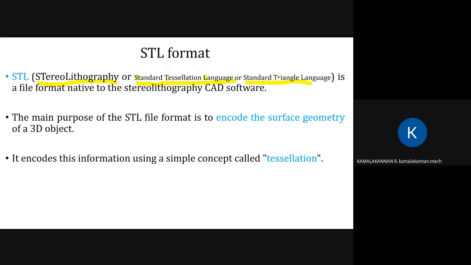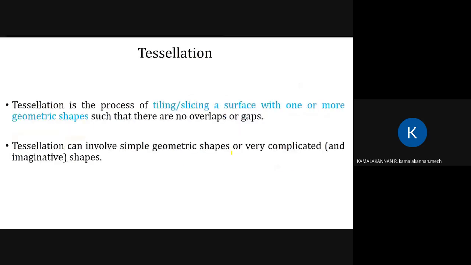The main purpose of the STL format is that it encodes the surface geometry of a 3D object, in the form of tessellation. Tessellation is the process of tiling or slicing a surface with one or more geometric shapes. Tessellation can involve simple geometric shapes or very complicated ones. In general, tessellation means slicing a surface with one or more geometric shapes.